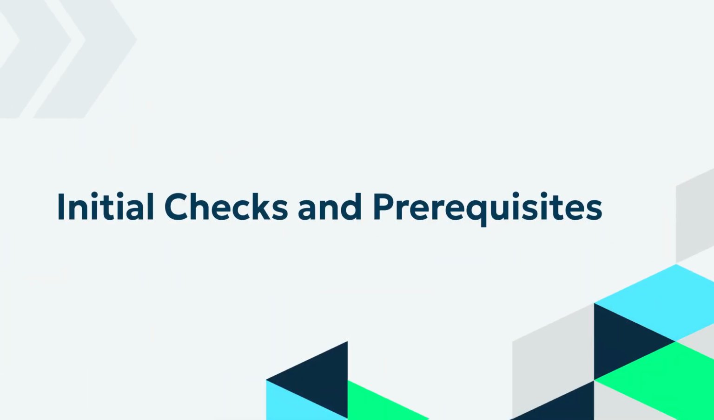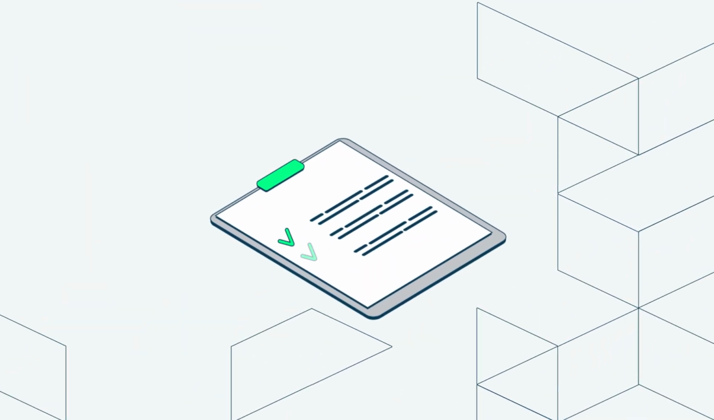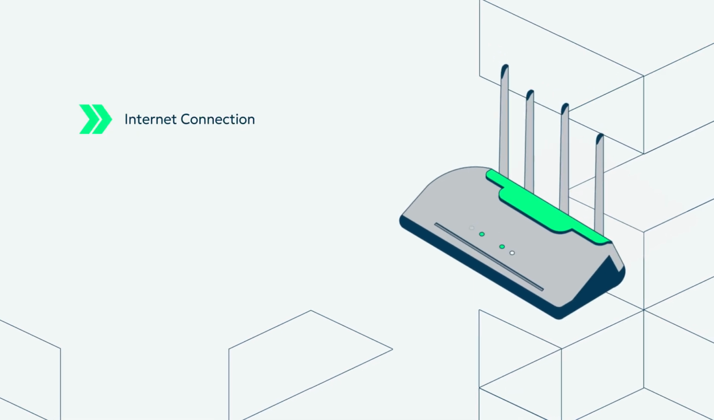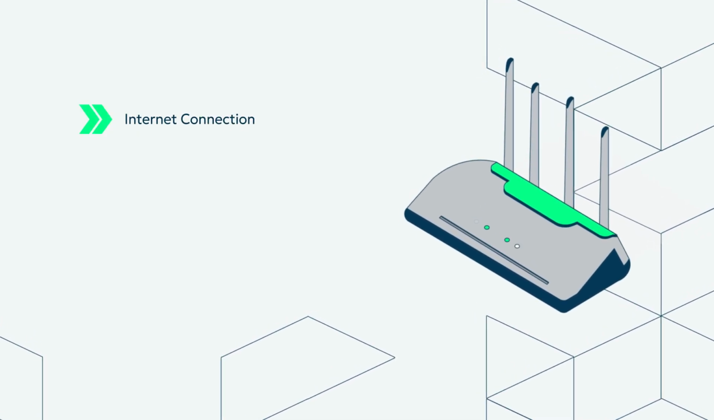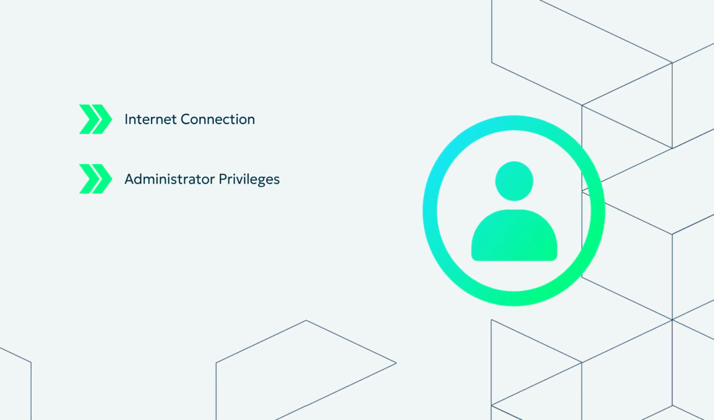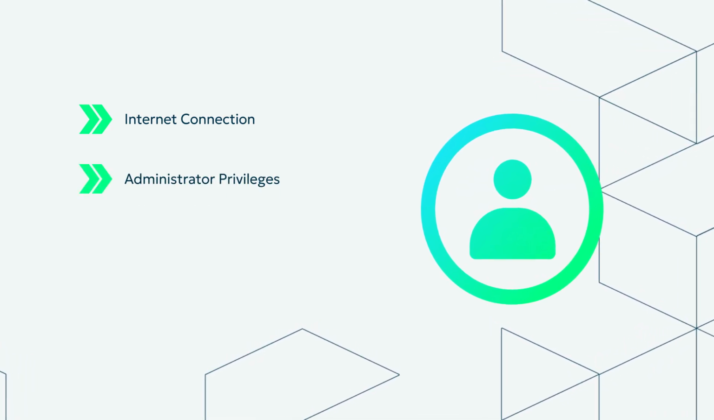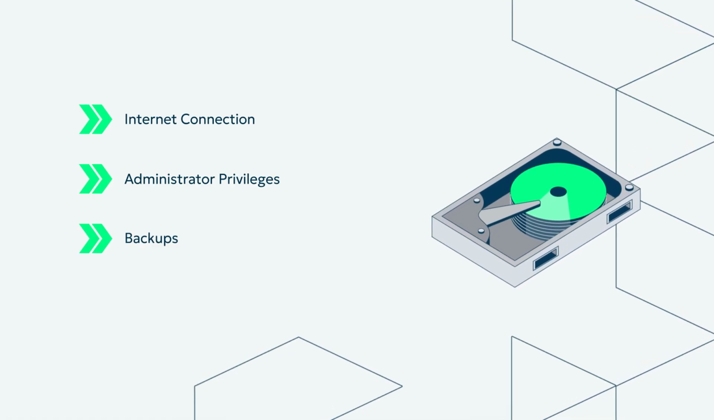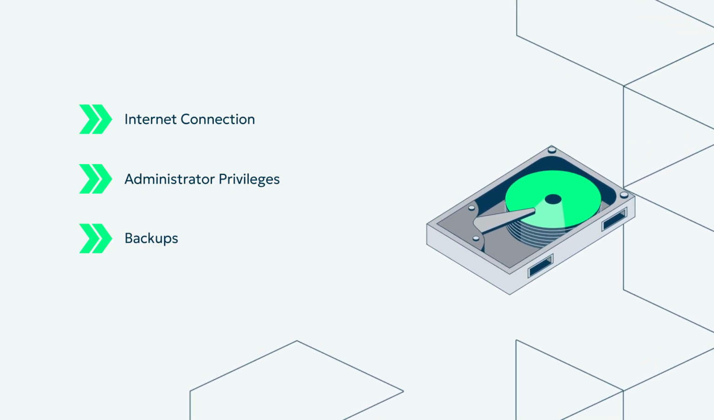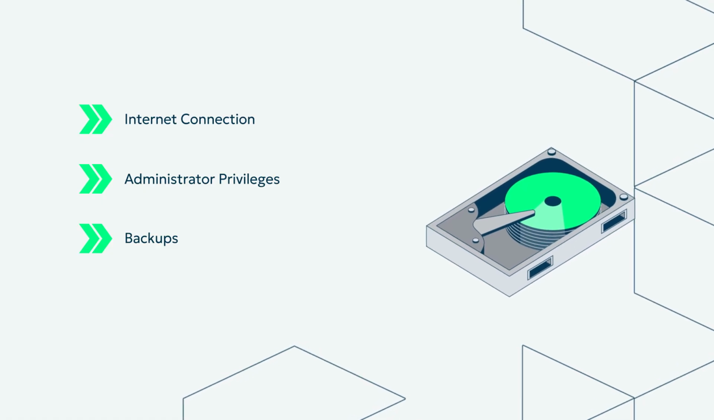Initial checks and prerequisites. Before you start troubleshooting, make sure you have the basics covered. Internet connection. Ensure your computer has a stable internet connection, preferably wired for better stability during updates. Administrator privileges. Many of these steps require elevated permissions to run commands. Backups. Always create a data backup or a system restore point before making major changes. You can create a restore point using Windows PowerShell if needed.